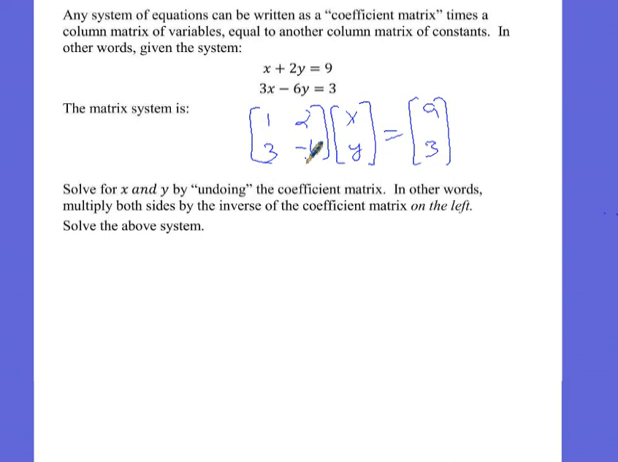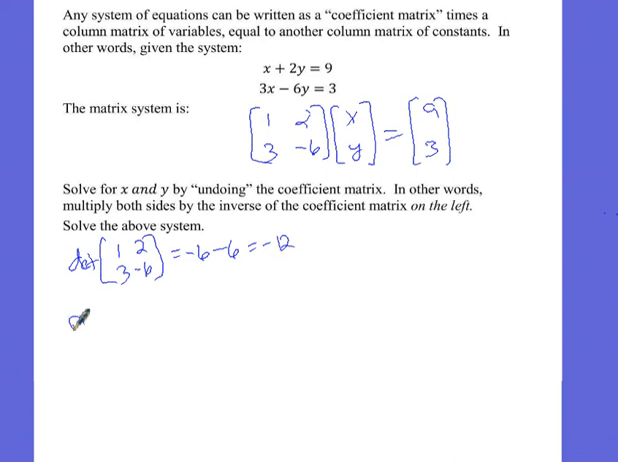All right, so we're going to take our matrix here and we're going to find the determinant. So the determinant of 1, 2, 3, negative 6 is, multiply the diagonals and subtract them. So 1 times negative 6 is negative 6, minus 3 times 2, which is 6. Negative 6 minus 6 is negative 12. So the determinant is negative 12, which means there is an inverse. So now we can set up the inverse.